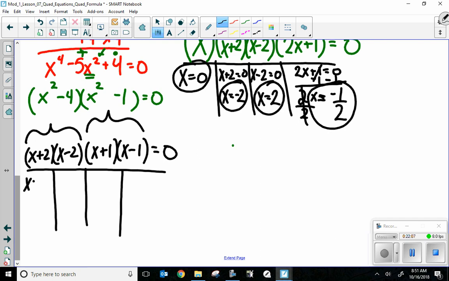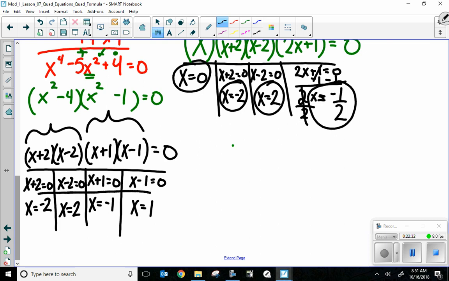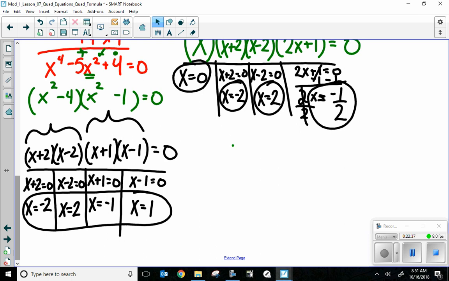Okay? x plus 2 equals 0, so x is negative 2. x minus 2 equals 0, so x is positive 2. x plus 1 equals 0, so my x is negative 1. And if x minus 1 equals 0, my x should be a positive 1. 4 answers, okay, for a problem that has a degree of 4, or its biggest exponent was 4. Very good, very good.